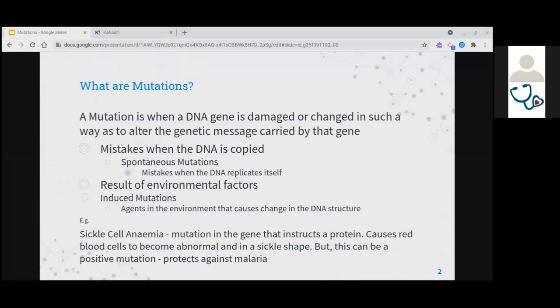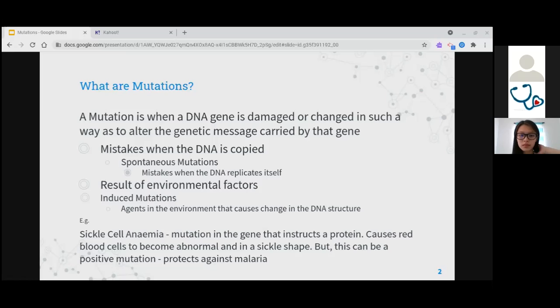Let's talk about what mutations are. A mutation is when a DNA gene is damaged or changed in such a way as to alter the genetic message carried by that gene. It can happen either through mistakes when the DNA is copied, which are spontaneous mutations, or as a result of environmental factors, which are induced mutations, agents in the environment that cause change in the DNA structure.